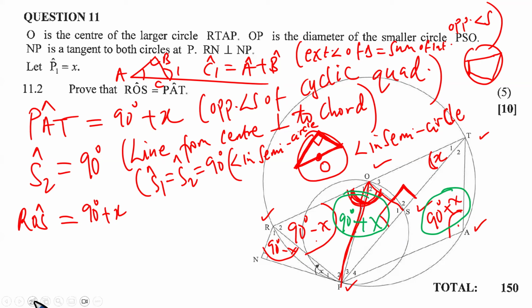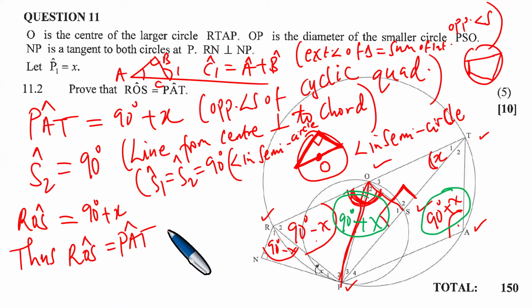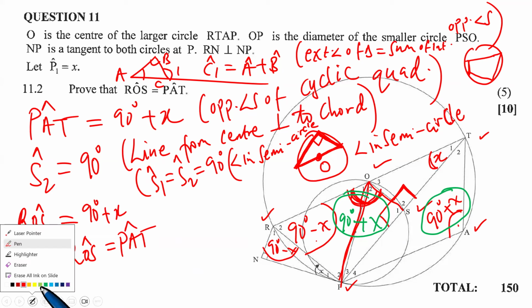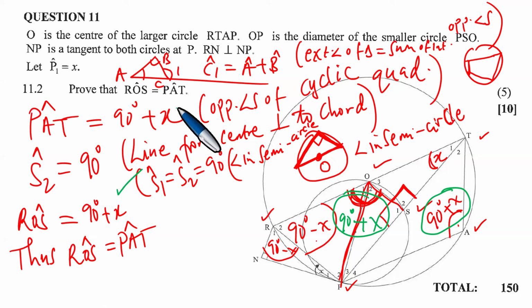What is happening here? ROS is equal to PAT. Thus ROS is equal to PAT, because we can see that ROS is 90 plus X, but angle PAT is also what? It's also 90 plus X. So ROS is equal to PAT because they are both 90 plus X. You can think of these as both equal to 90 degrees plus X.